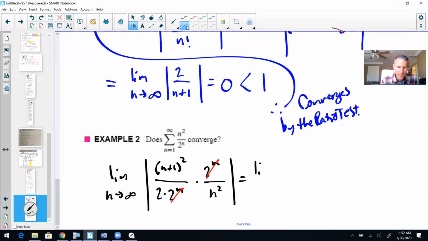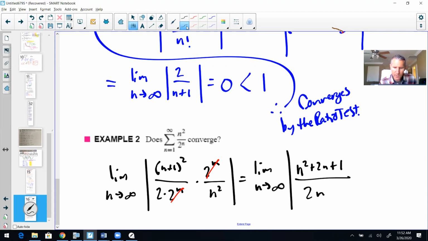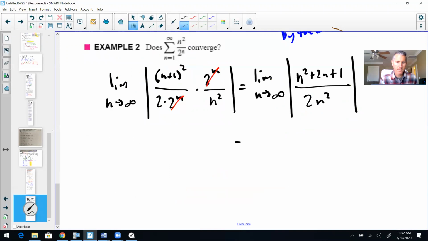And this ends up being the limit as n approaches infinity of the opposite value of (n plus 1) quantity squared, which is n squared plus 2n plus 1, all over 2n squared. Okay, so because the degrees are the same, and I'm taking the limit as n approaches infinity, this goes to the leading coefficient over the leading coefficient. So what is that limit equal to? One half. Good, which is less than 1.